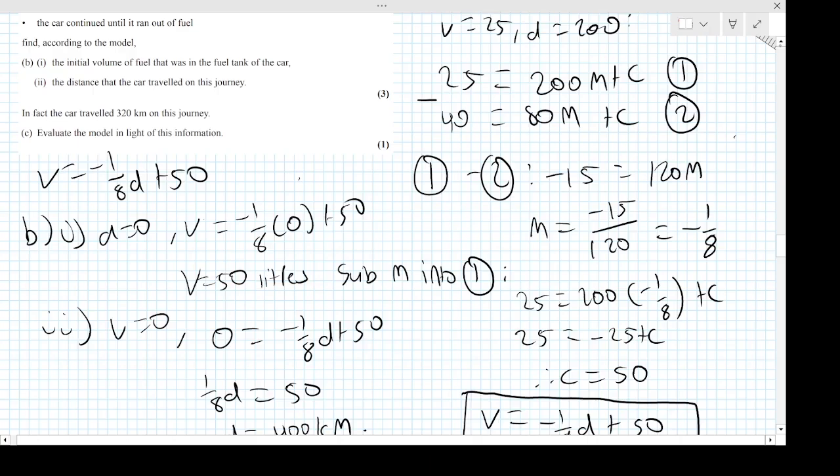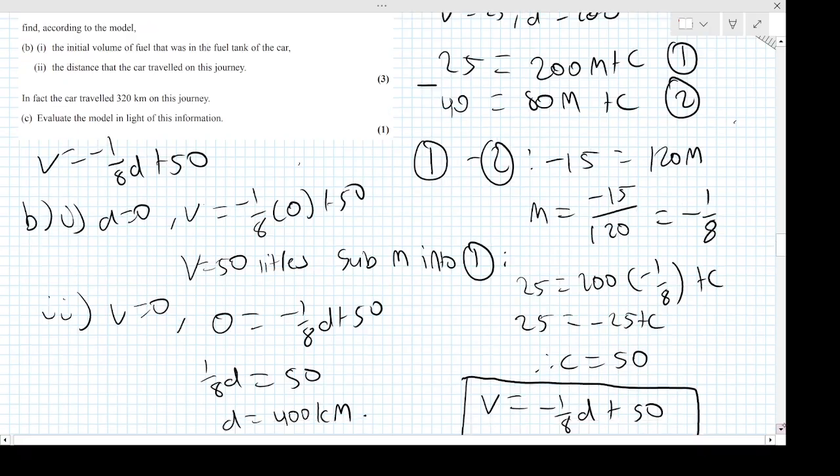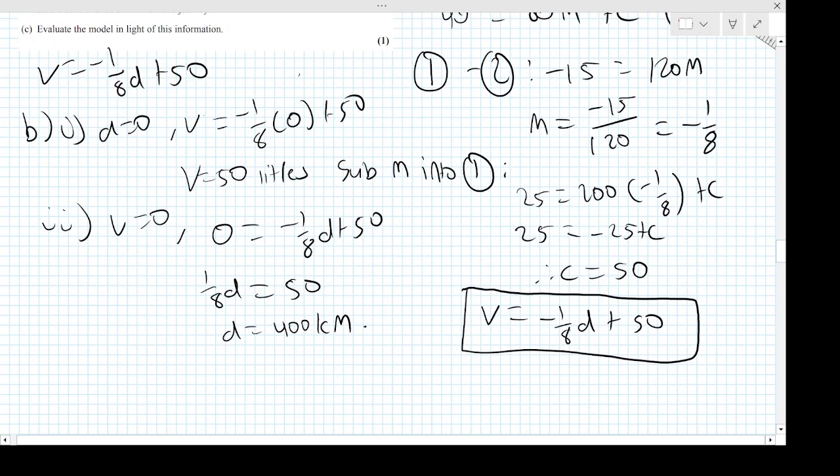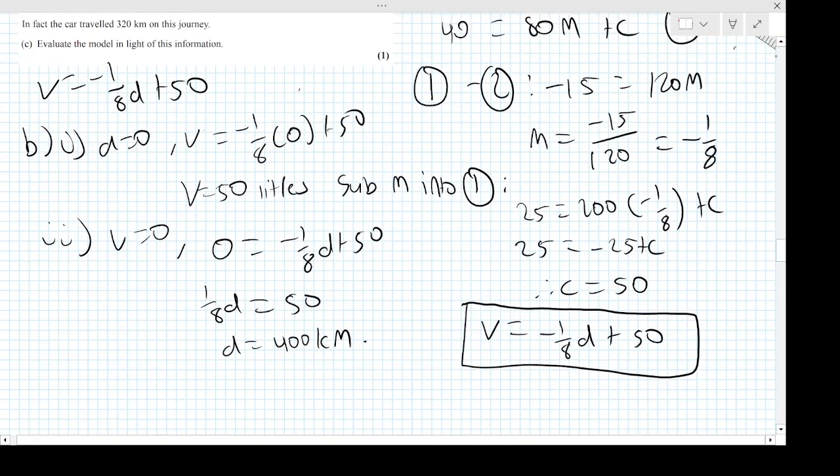Well, it told you that in reality, the car has only travelled 320. Well, 320, 400 in this case is quite different, right?